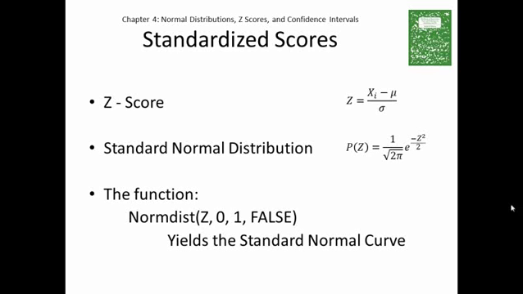Okay, now that we've looked at some normal curves, let's look at how we would expect to find data among a sample in comparison to the normal curve. And one way we'll do this is by looking at standardized scores, also known as z-scores. What a z-score tells you is how far above or below the average you are in terms of standard deviations.